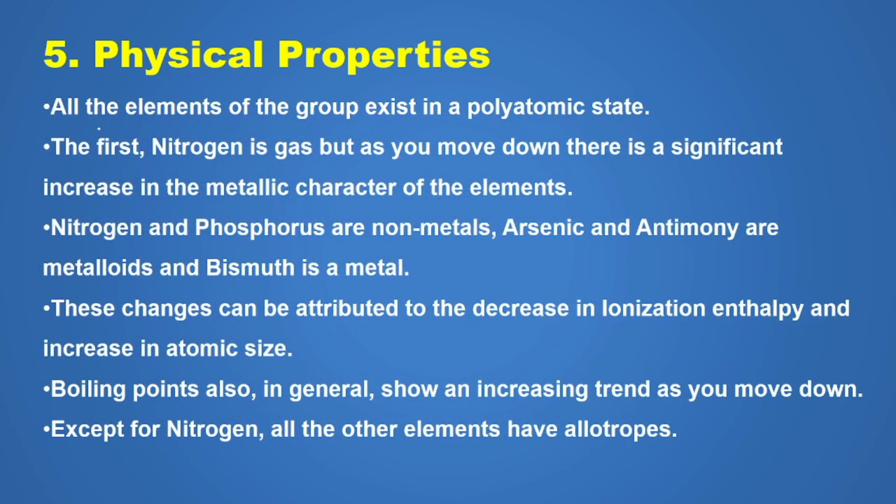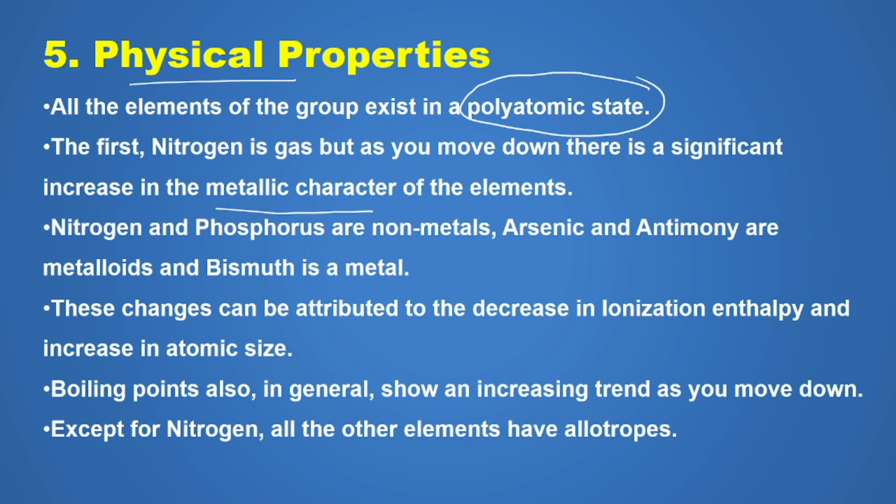Next, the physical properties of group 15 elements in common. They usually exist in polyatomic state. The next property is that the first element, nitrogen, is a gas. Then as we move down the group, the metallic character of the elements increases. That is a physical property.